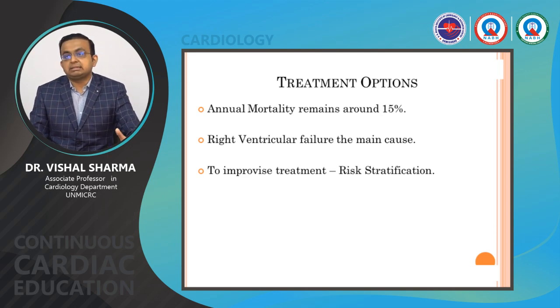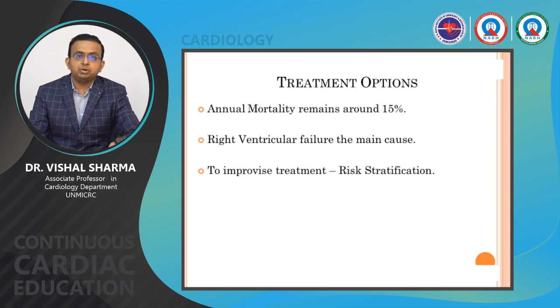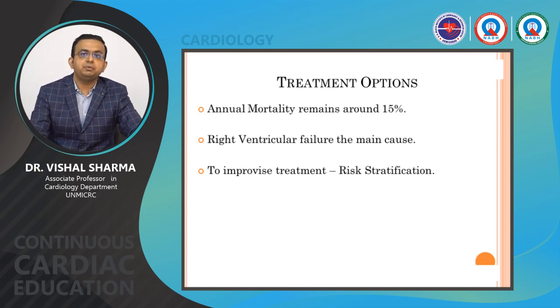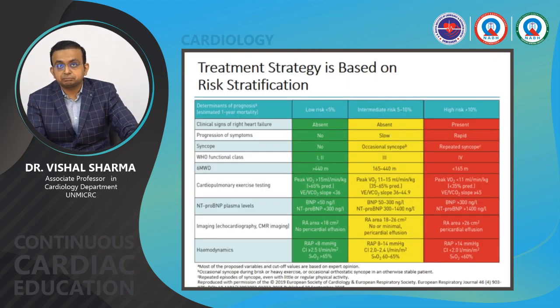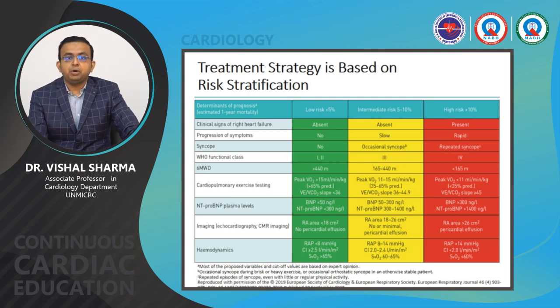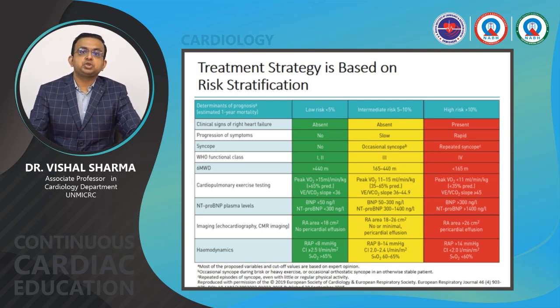The main cause, as I said, is right ventricular failure. So how do we improve the prognosis, the overall outcome in these patients? Despite the fact that we have so many drugs, the outcome is not so good. So how do we improve the outcome? To improve the outcome, there is a strategy known as the risk stratification of patients presenting with pulmonary arterial hypertension. This is really important. The physicians attending the patients with pulmonary arterial hypertension need to be aware of the risk stratification of patients.